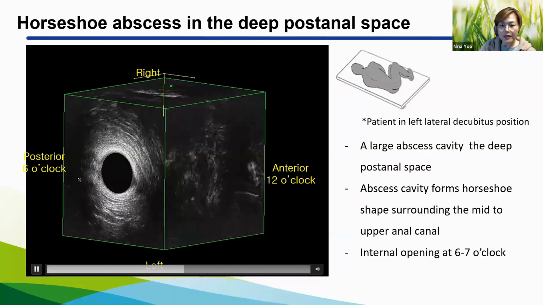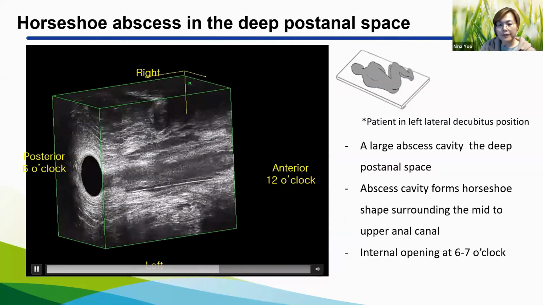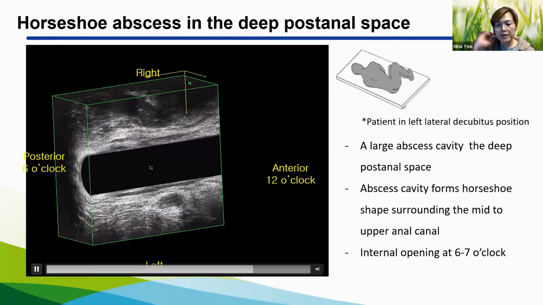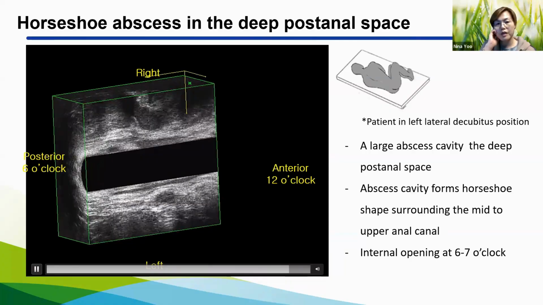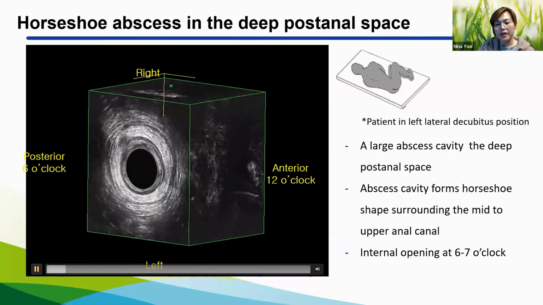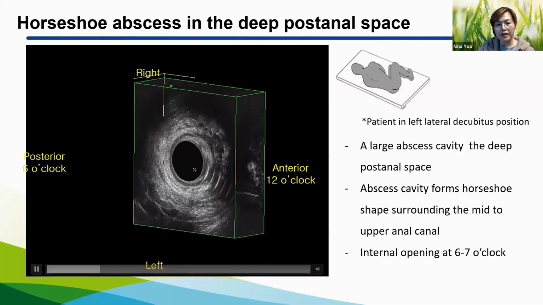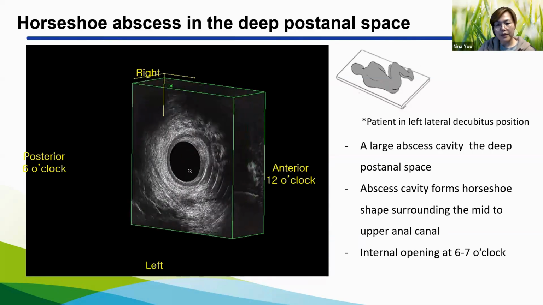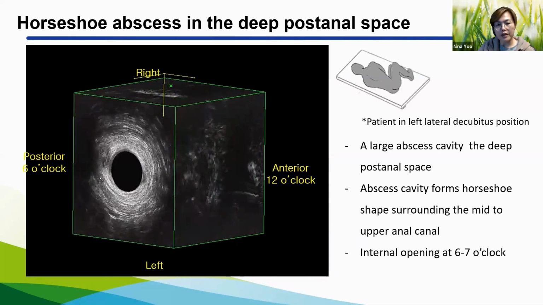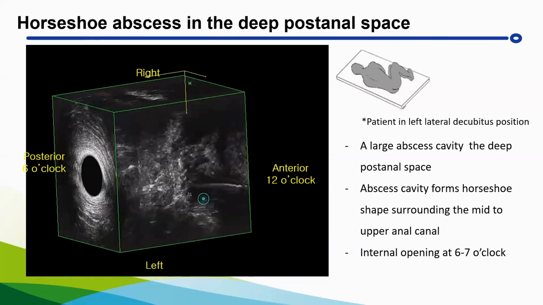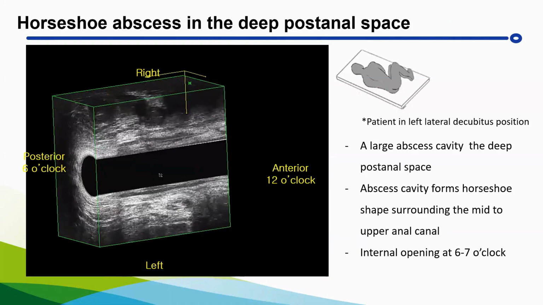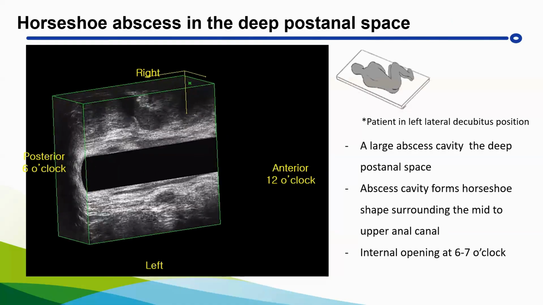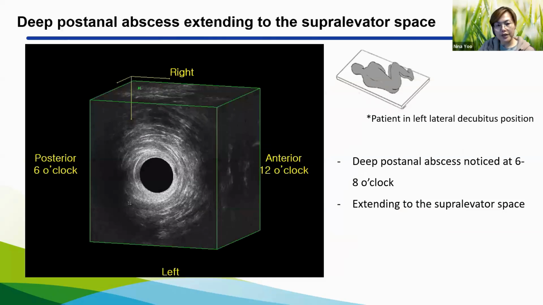The abscess cavity forms a horseshoe shape surrounding the mid to upper anal canal. You can see the internal opening, right? You just passed it at 6 to 7 o'clock in direction. Now moving on to the next.